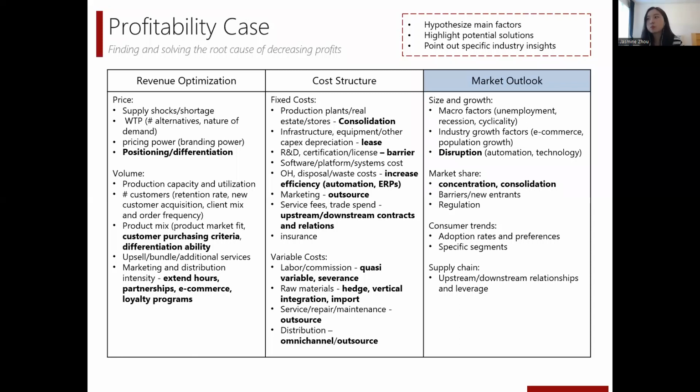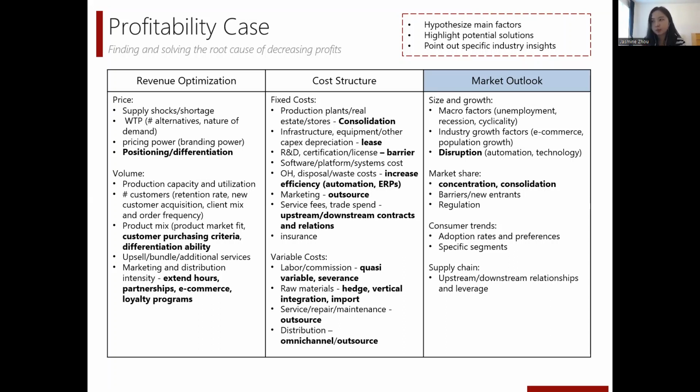And cost is more simple than revenue, because if it's because of high fixed and variable costs, you can usually find that out pretty quickly and then try and target the issue. But then revenue is the most complex, since there's so many moving parts to revenue.